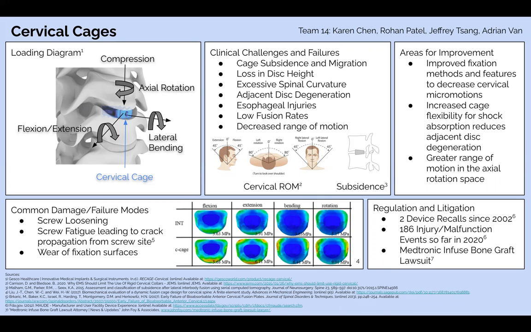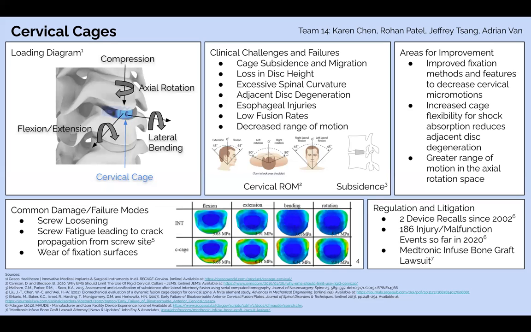Cervical cage implant systems that use plates can also cause esophageal injuries due to soft tissue swelling around the plate area. Overall, these cervical cages are always trying to improve fusion rates as well as maintain a patient's natural range of neck motion. Historically, there have been two FDA recalls since 2002, which is not a lot compared to the 186 injuries or malfunctions so far in 2020.